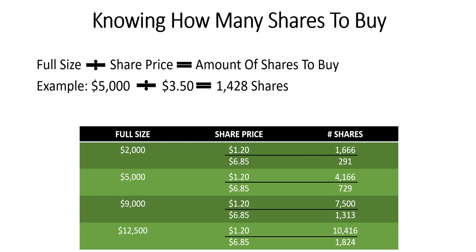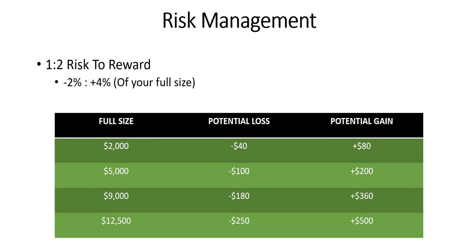I have listed there, if your full size is $2,000 and the stock is going at $1.20, that means you want to buy a little over 1,600 shares of that stock. Same thing, if your full size is $2,000 and the share price is $6.85, you want to buy almost 300 shares of that stock. And of course, that's going to increase as your full size gets bigger. So go ahead, take a picture or screenshot of this if you want to use it as a general rule to refer to. Now, risk management, as I mentioned.